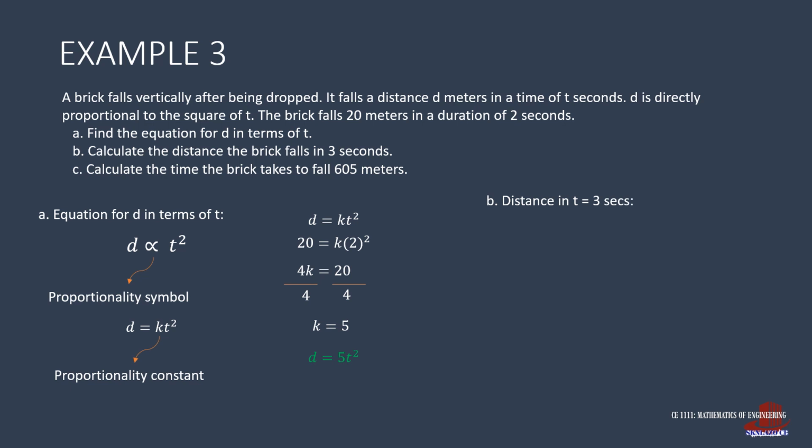For the second requirement of taking the distance traveled by the brick at t equal to 3 seconds, using the same equation, substitute 3 for t to have d equal to 5 times 3 squared, or 5 times 9, which is 45 meters. For the third requirement of determining the time when the brick traveled 605 meters, using the equation, we get 605 as 5t squared. Divide everything by 5 and get t squared as 121. Now take the root of both sides and arrive at t equal to 11 seconds.